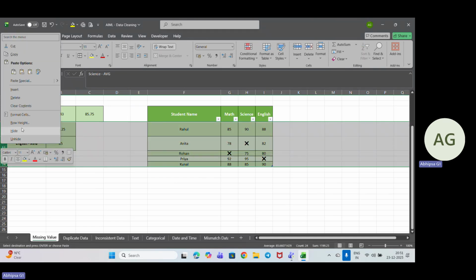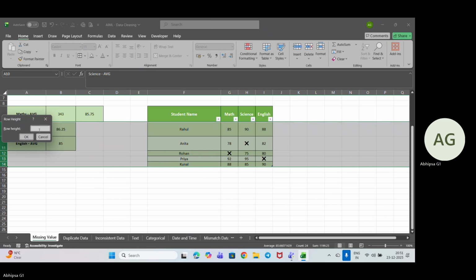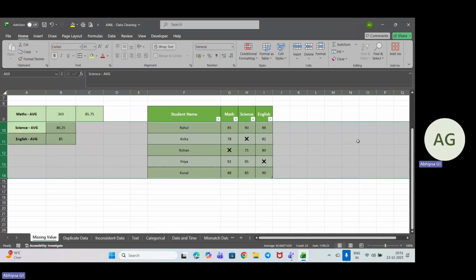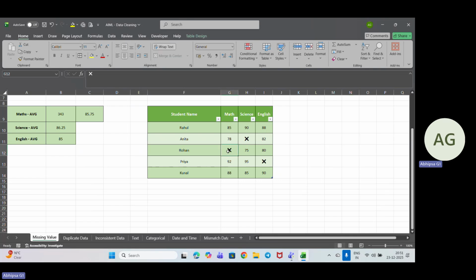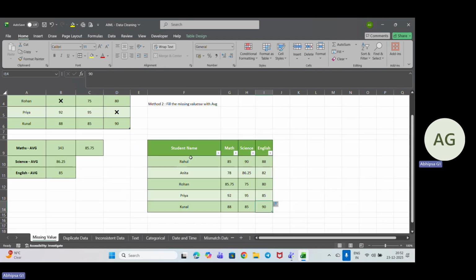So we'll just increase the height to 30. Okay, right? So here in place of math marks, I will be getting this, like I'll do this with equal to. For science, I'll be getting these marks, and for English, I'll be getting this mark, right? So more or less, now you can see this data has been accurately taken. So now this table is complete. Right? So this is one way by which we can do it.